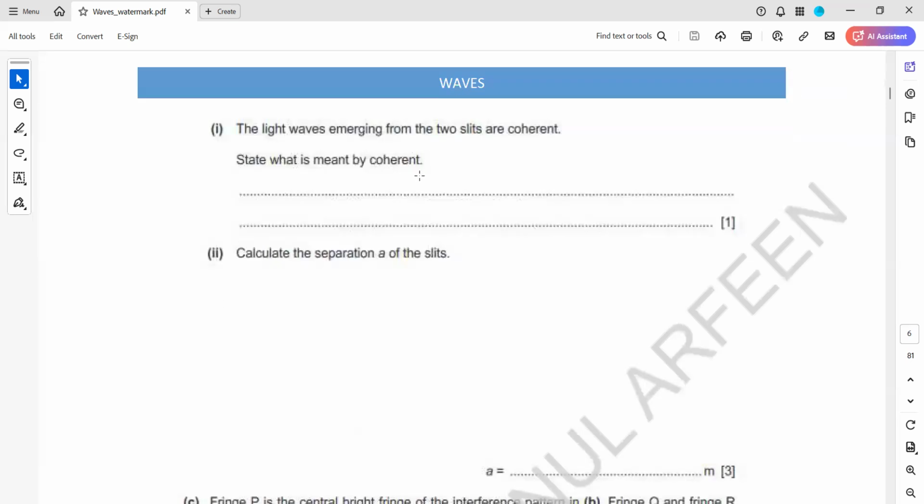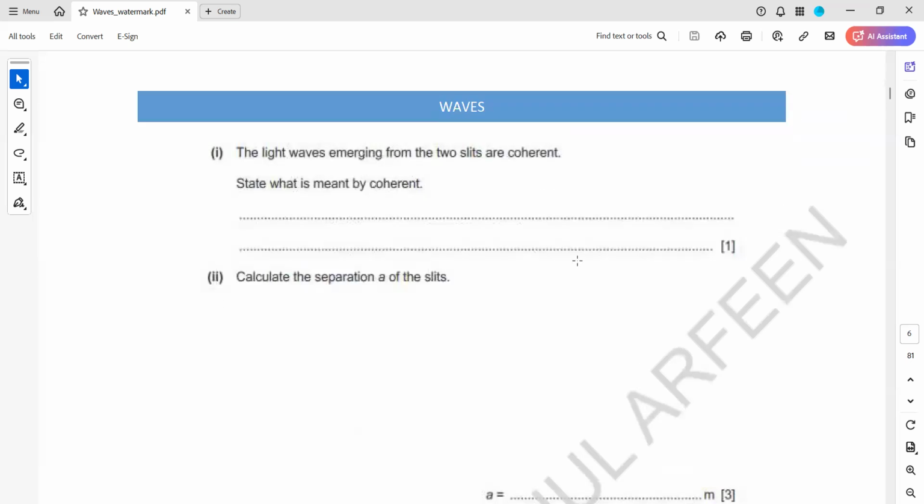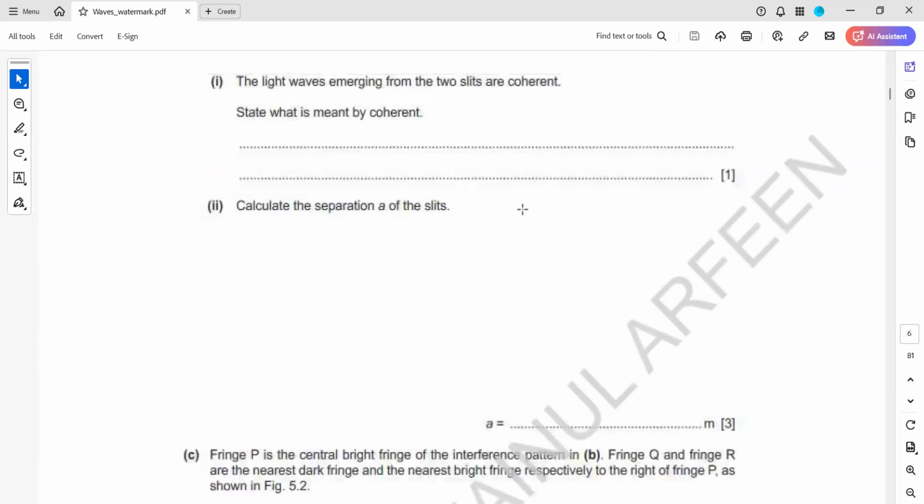What is meant by coherent? Again, as I mentioned, learn the standard definition. Coherent means waves which have a constant phase difference between the two waves. When they have a constant phase difference, we call them coherent.